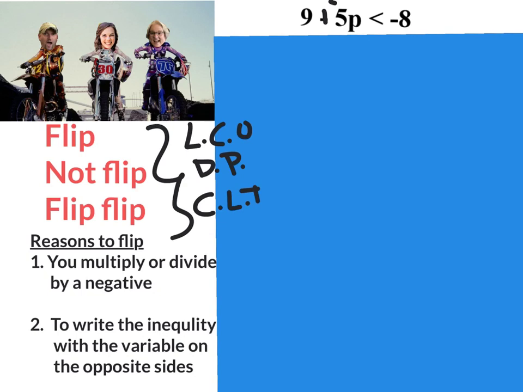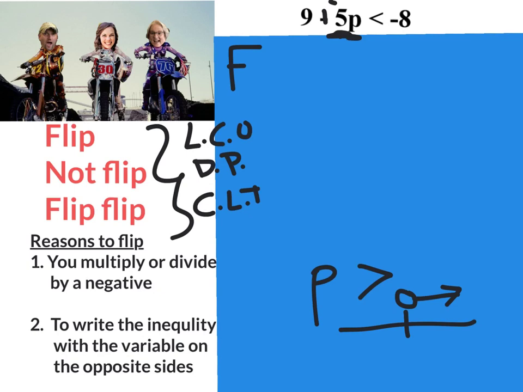Well, I like where the variable's at, so that's not a flip, but I am going to be dividing by a -5, so this is a flip. So I can already tell you right now it's not going to be less than, it's going to be greater than. P is going to be greater than something. We can already get our graph set up. I know it's going to be not filled in because there's no underline on that. It's going to be headed to the right. Just don't know this number yet.